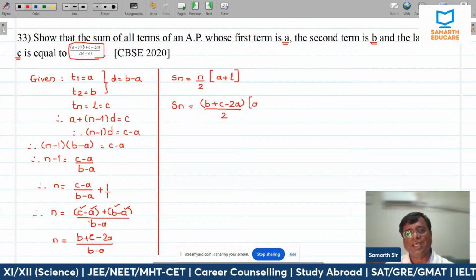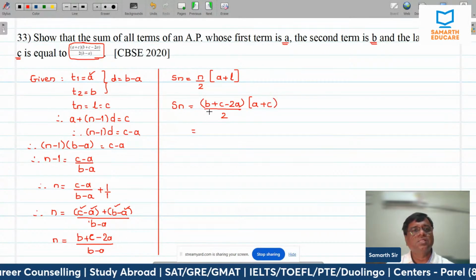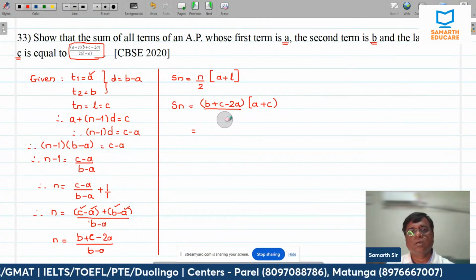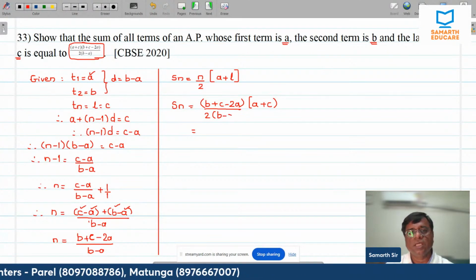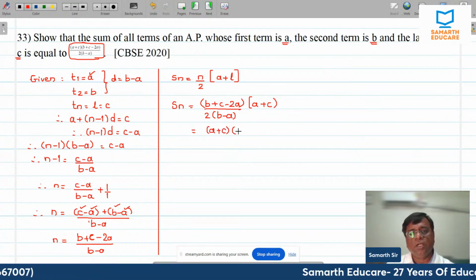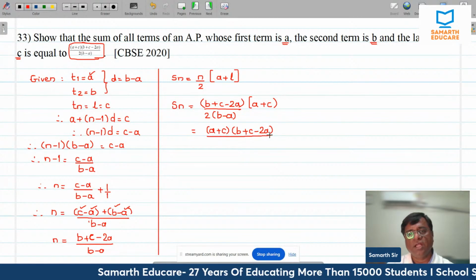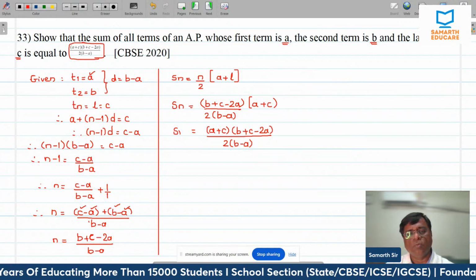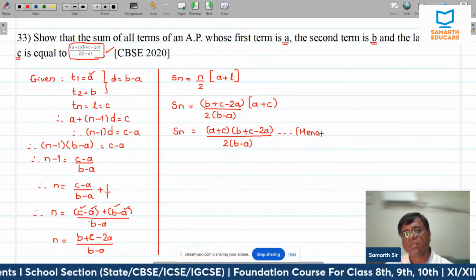The first term is A, and the last term is C. Hence my answer is, sorry, 2 into B minus A is there. So my answer is (A plus C) into (B plus C minus 2A) divided by 2 into (B minus A). Now you observe this. This is the answer. Here I'll say hence proved.